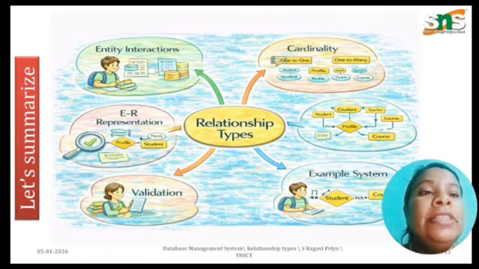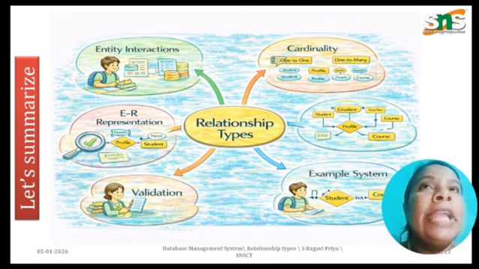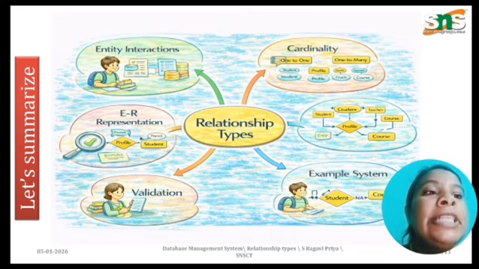Let's summarize what we have seen in this video. We have seen relationship types: entity interactions, how the entity interacts in the database table, then entity relationship representation, then cardinality, the number of entity sets available in the relationship, then the example system, a student enrolls in a course, then validation. We have seen the representation of relationship types with examples.